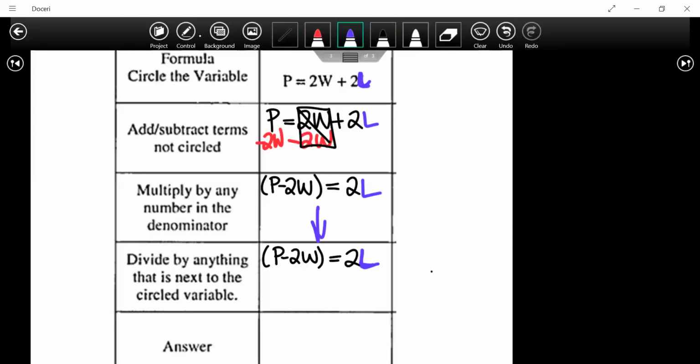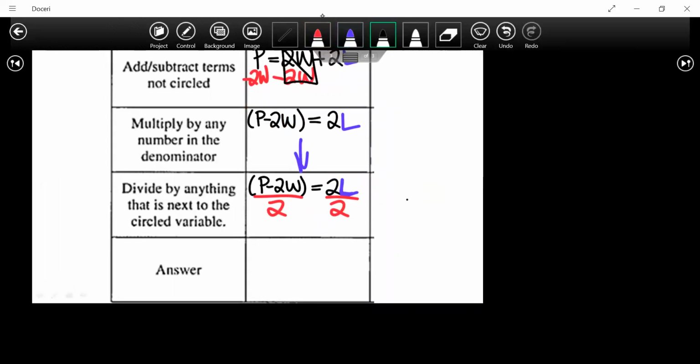Divide anything that is next to the circled variable. In this case, the highlighted variable. So what should I divide out? 2, for both sides. When we simplify, we can't reduce that side down because they are not like terms. So we get P minus 2W over 2. But on the right side, we can reduce that down. 2 over 2 becomes 1, and we're just left with L.